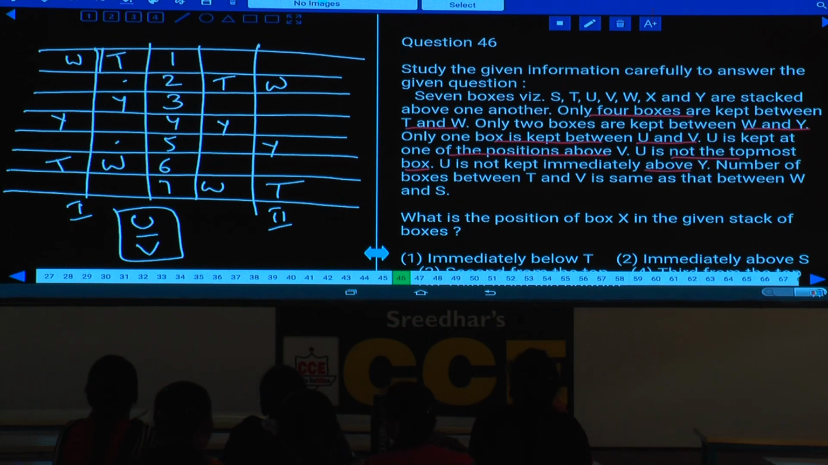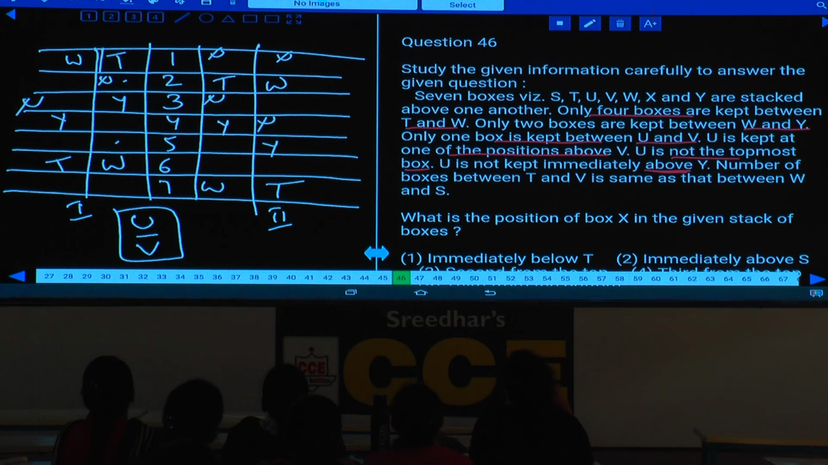U cannot be at the topmost box, the first place. And U is not kept immediately above Y as well. As U is not kept immediately above Y, U cannot be at this place, and here U cannot be at this place, and U cannot be at this place, here U cannot be at this place.